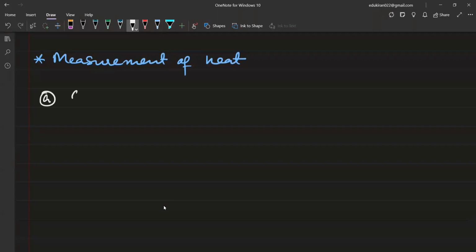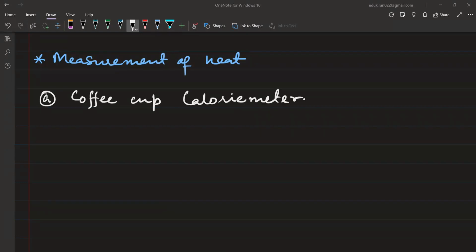A is coffee cup calorimeter. Okay. Make this diagram.